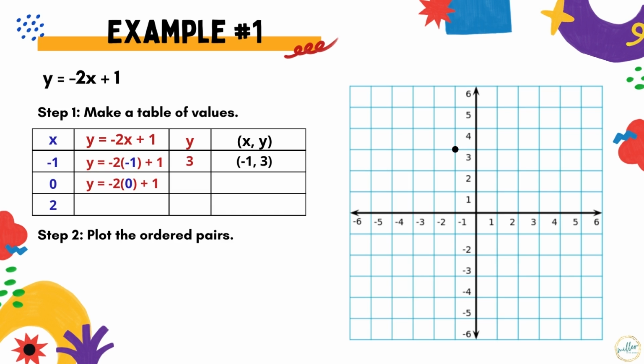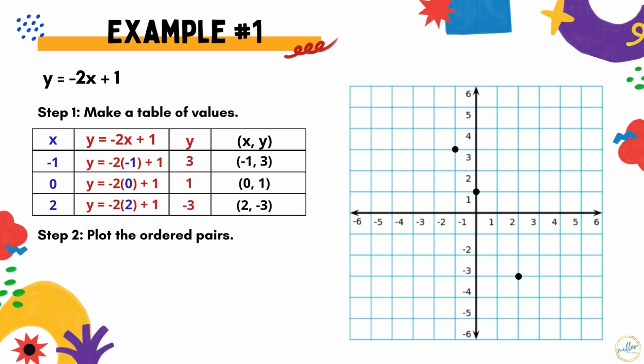Next, let's try substituting in 0 for x. -2 times 0 is 0, then add 1, and we get 1. So the solution, or ordered pair, is (0, 1). So there's now a point on (0, 1). Finally, let's substitute in 2 for x. y equals -2 times 2, which is -4, plus 1, which is -3. So the final solution, or ordered pair, that we have for this equation is (2, -3). So we went ahead and put a point on the graph.